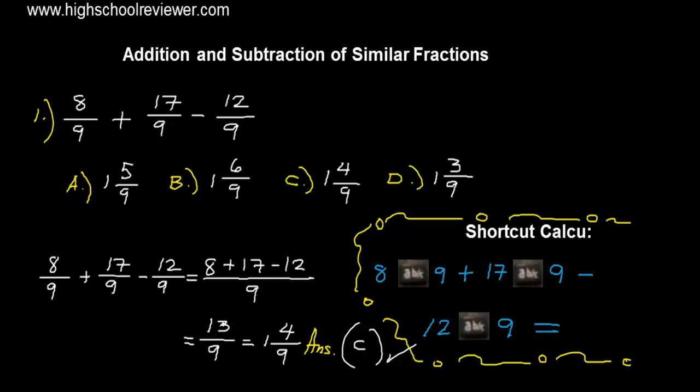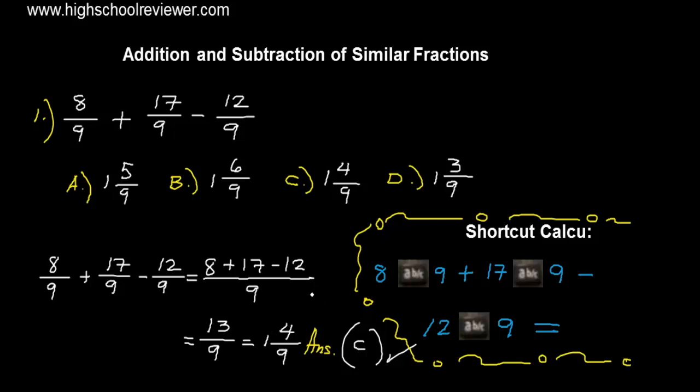So since this is an improper fraction, the numerator is bigger than the denominator, we have to simplify this to a mixed number. Our final answer is 1 and 4 over 9, and this is letter C.